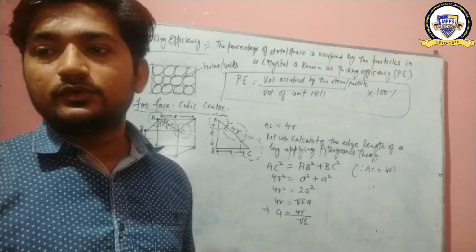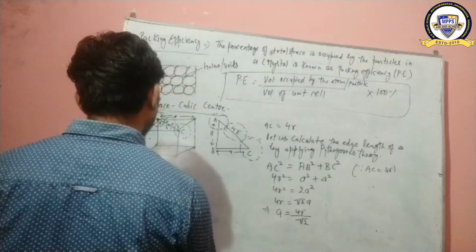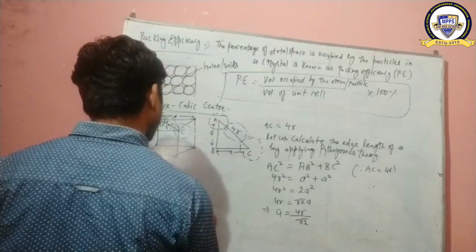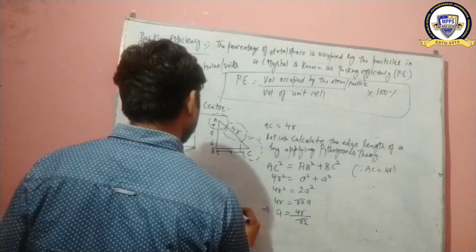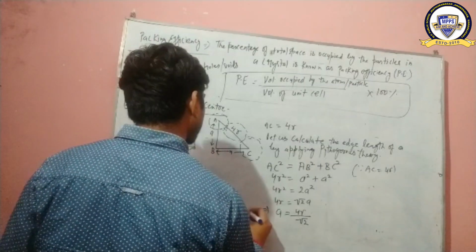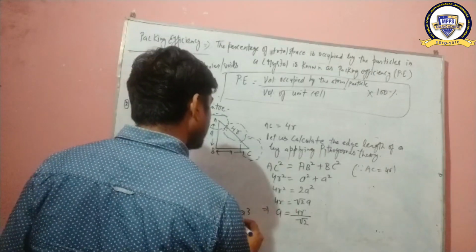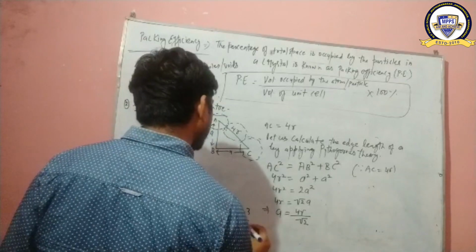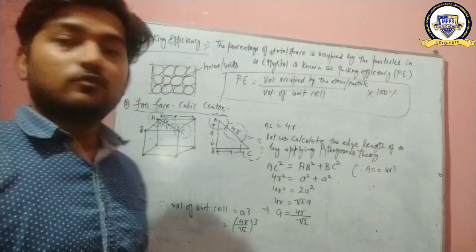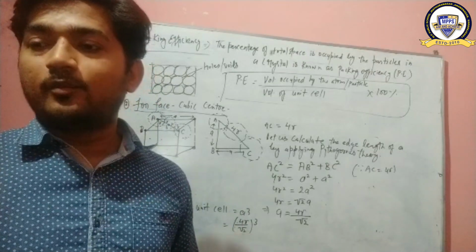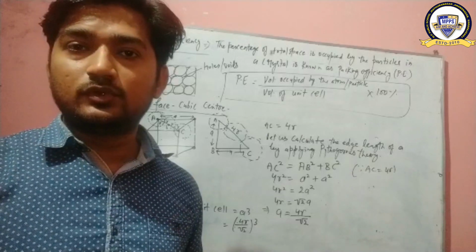So the volume of the unit cell, what is the volume of the unit cell? That is a cube. So by using this formula, (4r divided by root 2) whole cube. Okay.